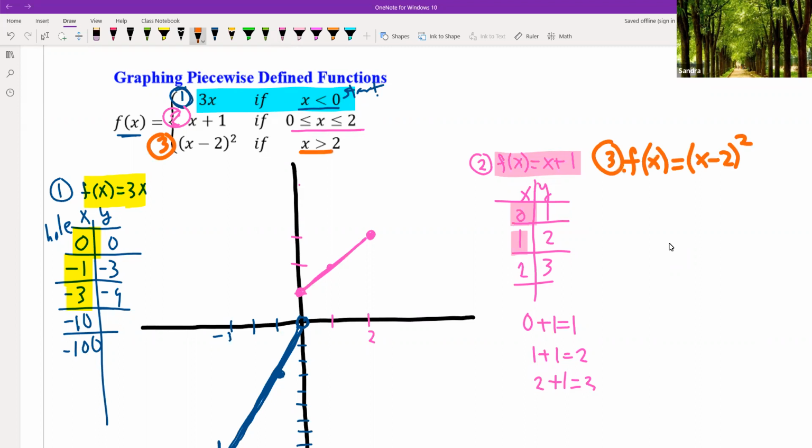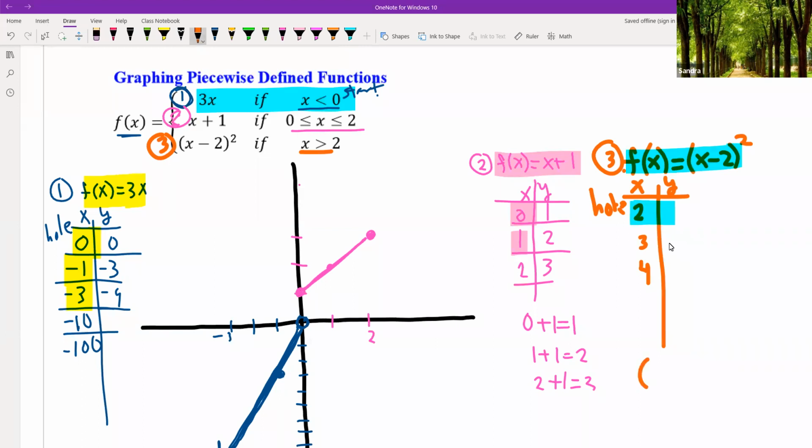You have to pay attention to the inequality. x is greater than 2. So 2, 3, and 4. I have to start with 2. That's my starting point. And because it's not equal to, I know that this is going to have a hole on the graph. Okay, so now I'm going to plug it in here.